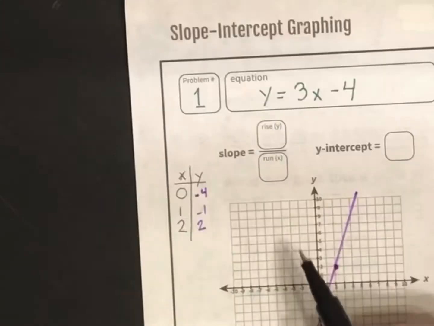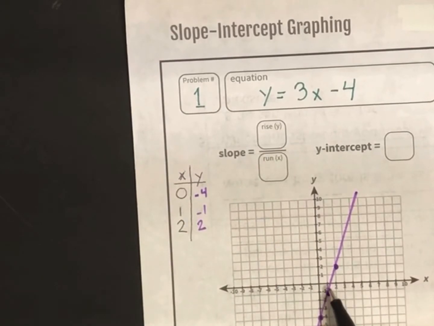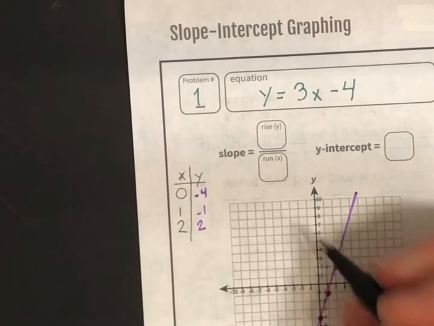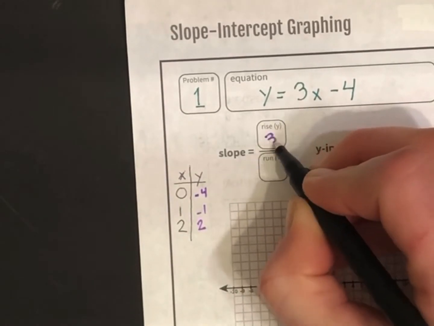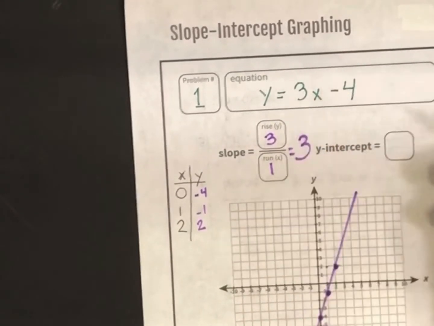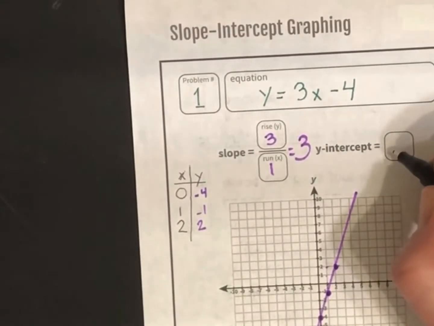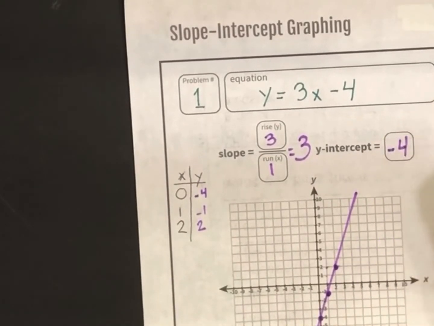And now for the slope. In case you don't remember, you do rise over run, and then we go up 3 and over 1. So 3 over 1. And we can write that as a whole number as just 3. The y-intercept, if we go down on that y line, you see that it intersects at negative 4.